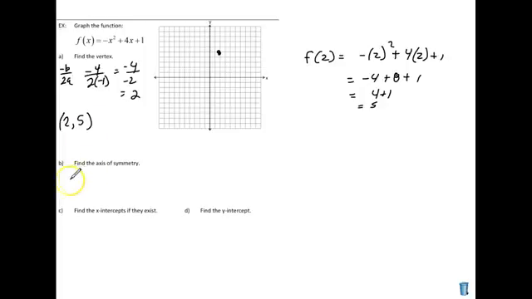My axis of symmetry then is x equals 2. It's always still just the x-coordinate of the vertex. I'll put that on there, but not till after I find these other points.